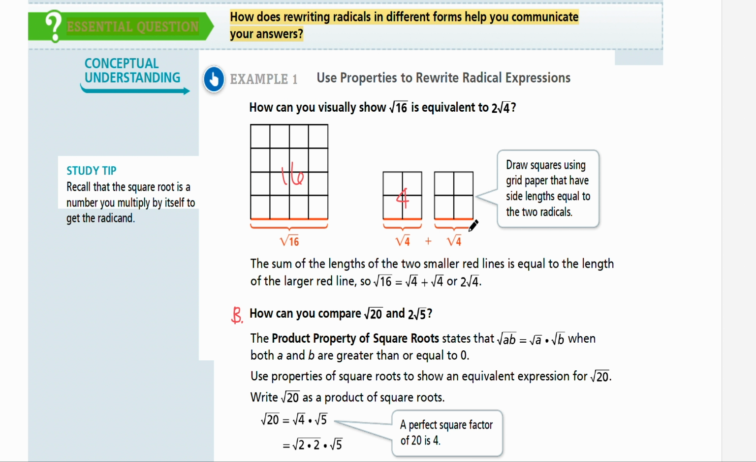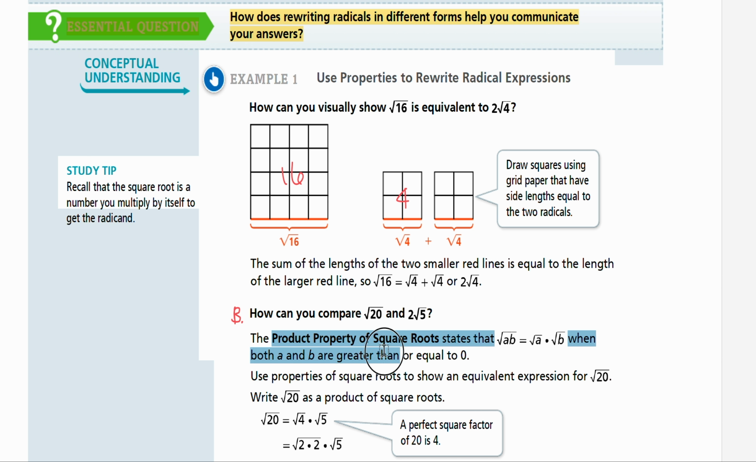So using similar ways, if we have a square that has an area of 20, which is not a perfect square, but we know it's going to be between two perfect squares, right? And then we have 2 root 5. So we have this property now.